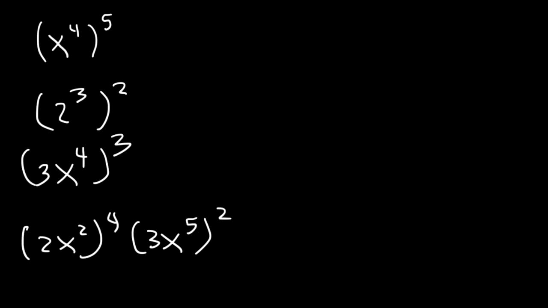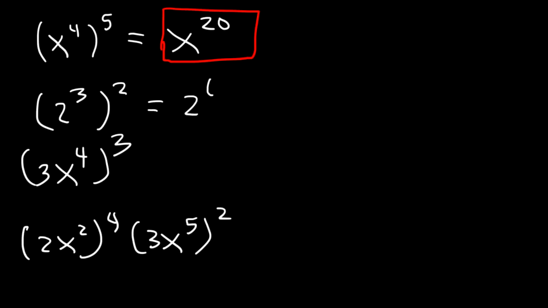Try those. So looking at the first one, whenever you raise one exponent to another, you need to multiply. 4 times 5 is 20. So it's x raised to the 20th power. Now for the next one, we can multiply the two exponents. 3 times 2 is 6.